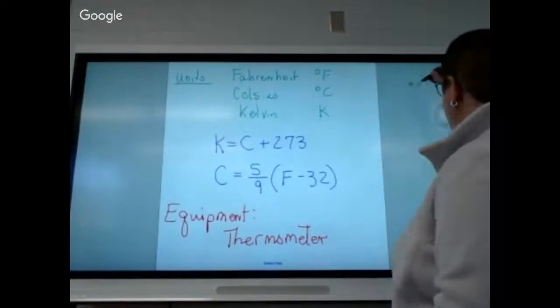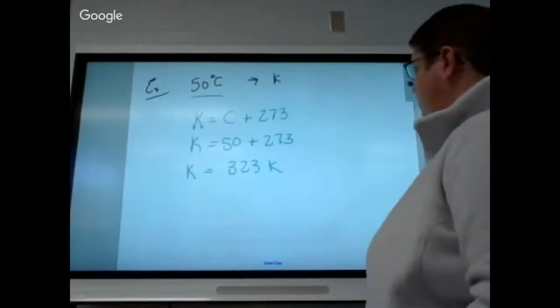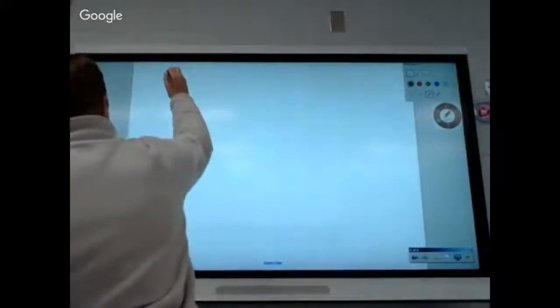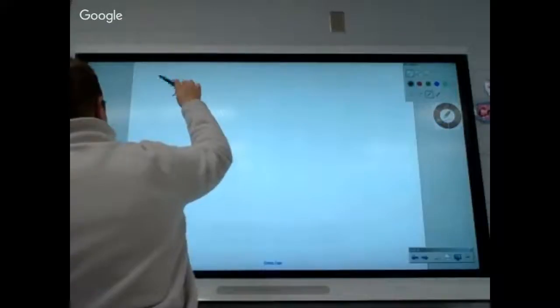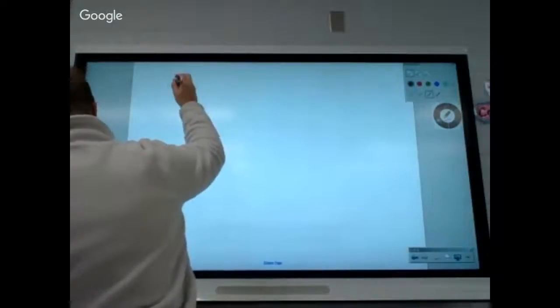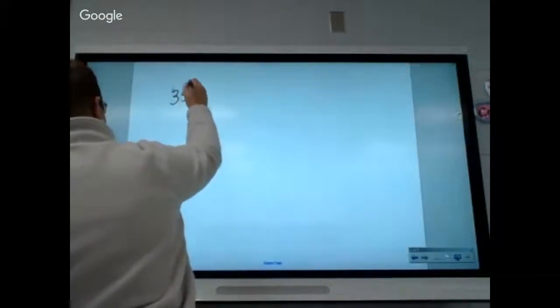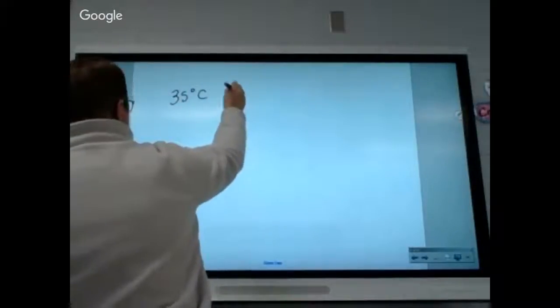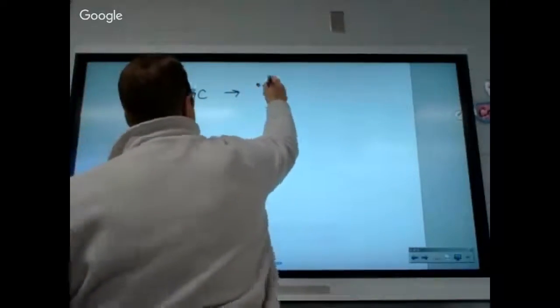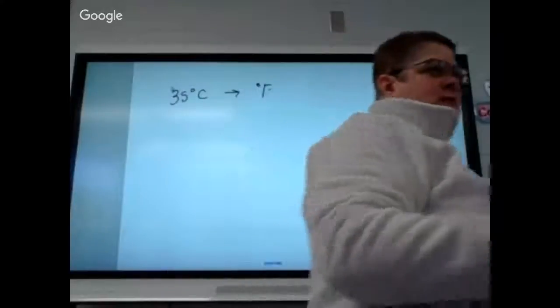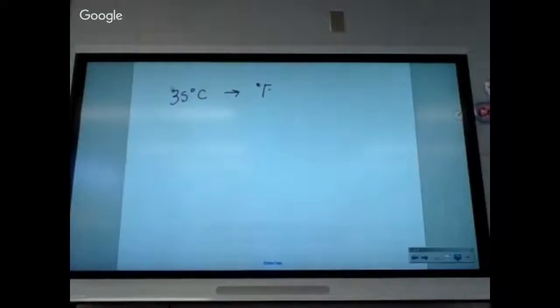All right, so let's say for a moment that I give you something, and let's say that you go overseas. And it says that it's 35 degrees Celsius outside. And you're like, okay, am I going to wear pants? Am I going to need a jacket? Am I going to need shorts? What does 35 degrees Celsius mean to me? How do I dress when I go outside?